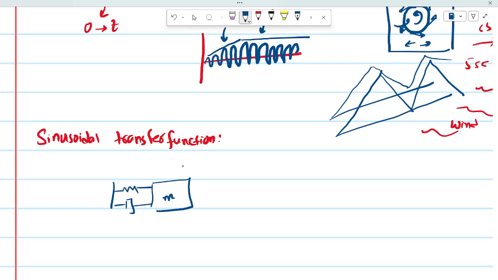Whenever a sinusoidal force equal to F naught sine omega t is applied, the system has its own natural frequency. Because of the application of such a load, it will start to vibrate not only at its natural frequency, but also at the frequency of the applied load, with some lagging, which we quantify using a phase angle.